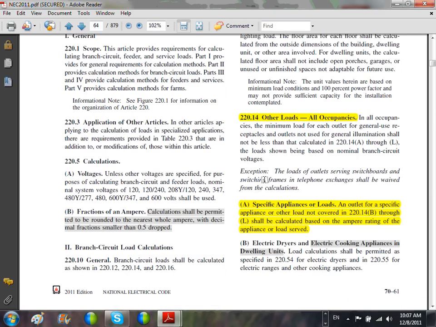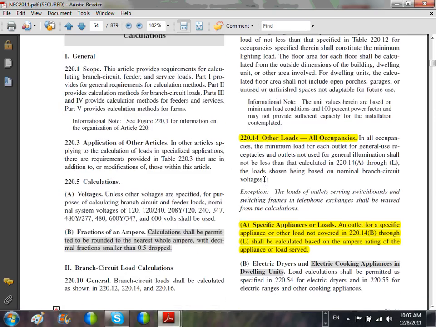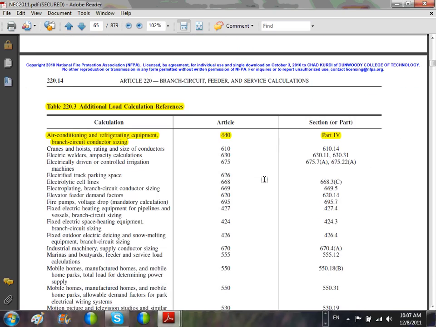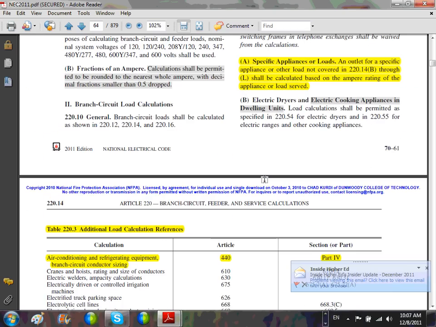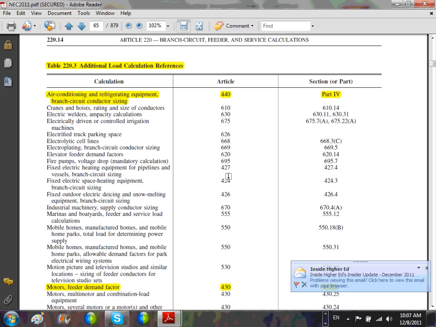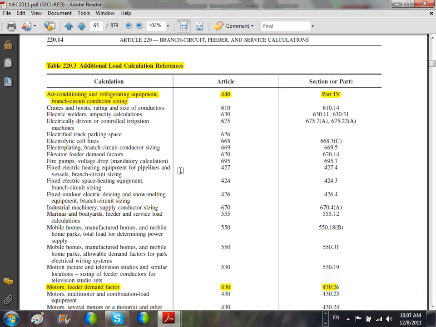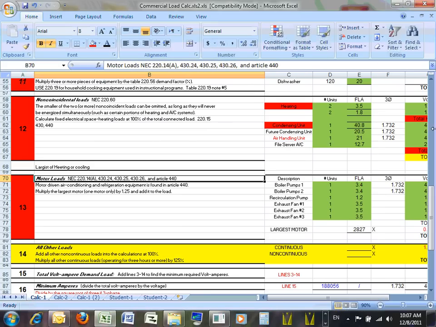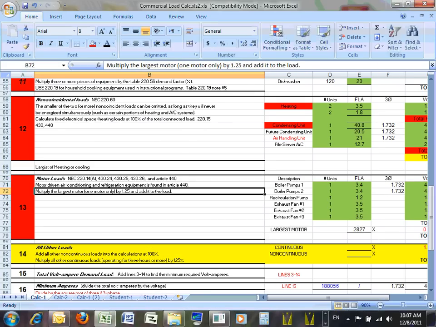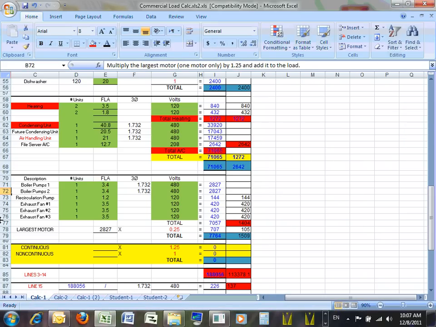Up here? The table, down. Okay, there you go. So that's where the heating and cooling came from, the motors and the AC equipment. Cool? Move on? So that's where these came from, guys, the articles. Okay, then where did these pumps come from?